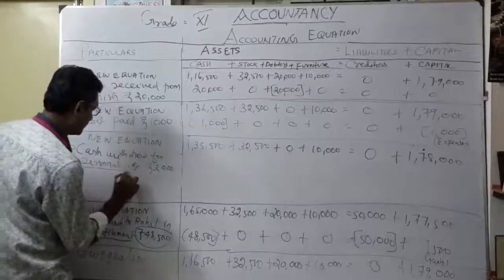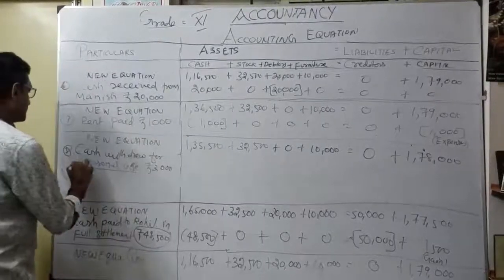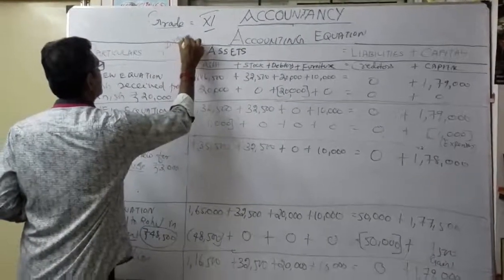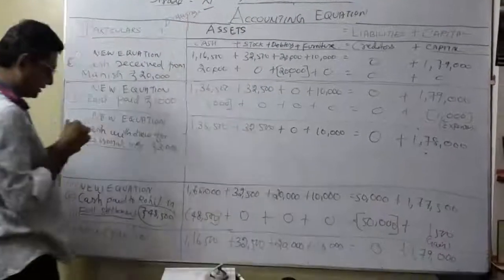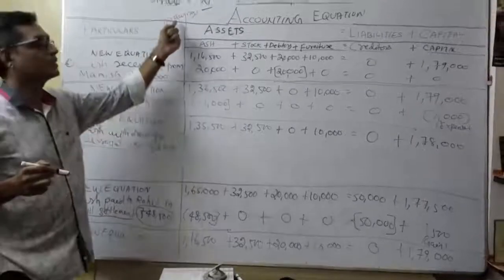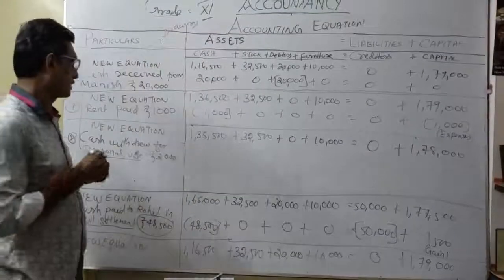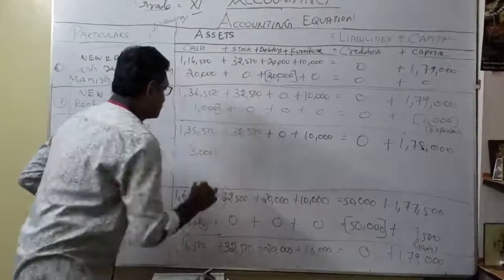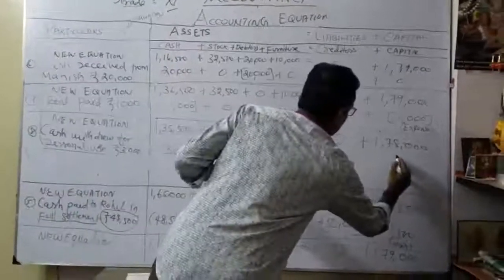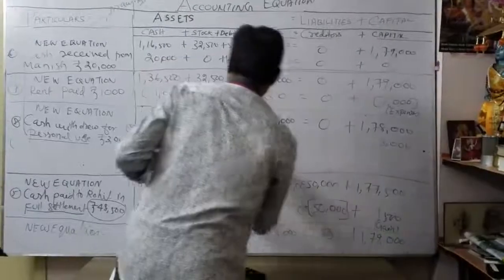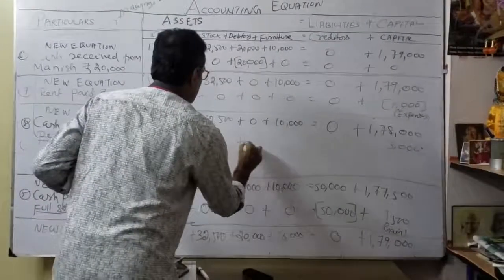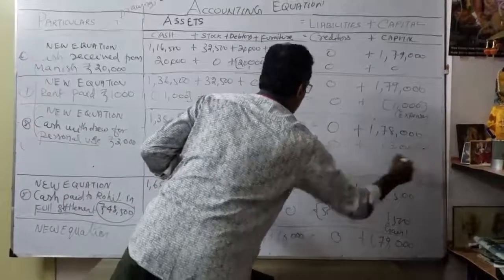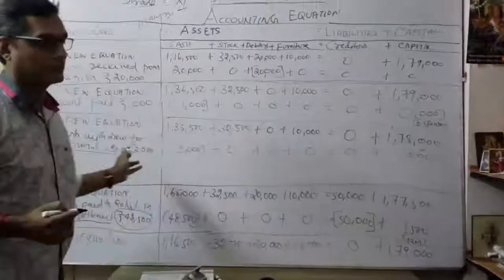This is a very important word. So what is it called? It is called drawings, as an accounting term, correct? Withdrawn for personal use, you can say drawings. So the 3,000, naturally my cash reduced by 3,000. So here also my capital reduced by 3,000. Now understood? So plus 0 plus 0 plus 0 is equal to 0 plus 0. So 3,000 reduced, 3,000 reduced in the equation.